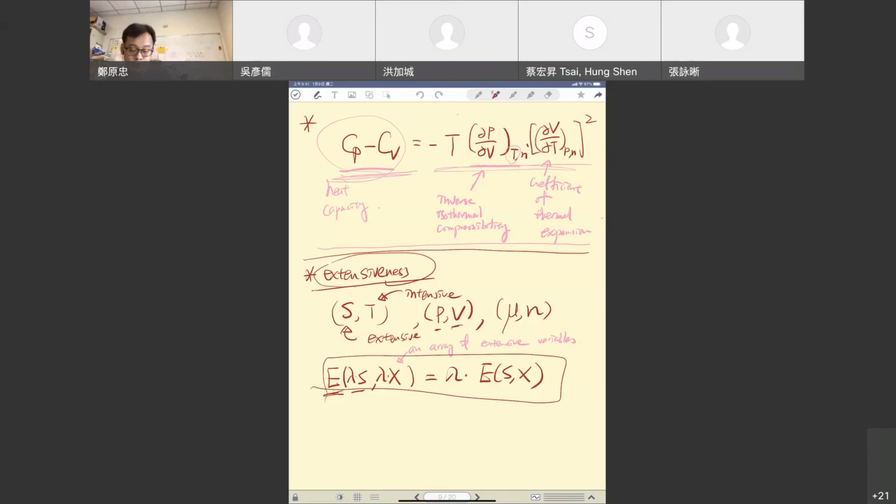It's actually very easy to understand this is the case. This kind of extensive function is called a first order homogeneous function. It's easy to see because there's a first order relationship in this linear scaling. And a first order homogeneous function of S and X, according to Euler's homogeneous function theorem, has some unique properties.